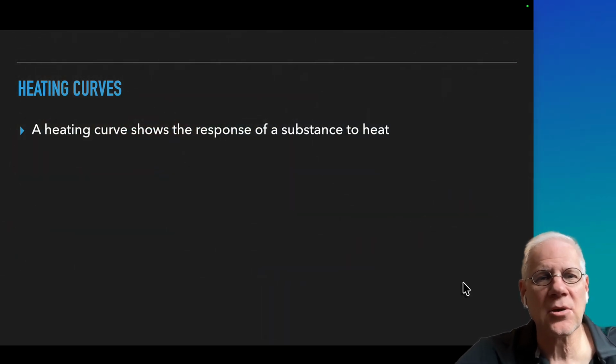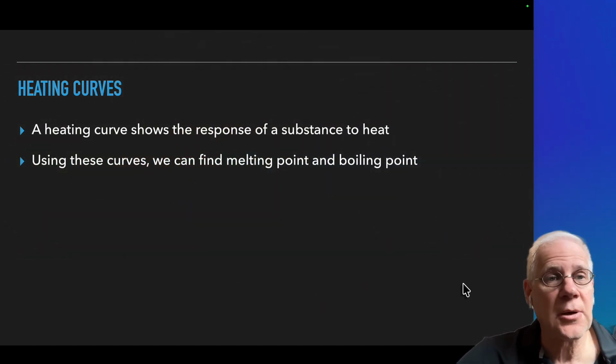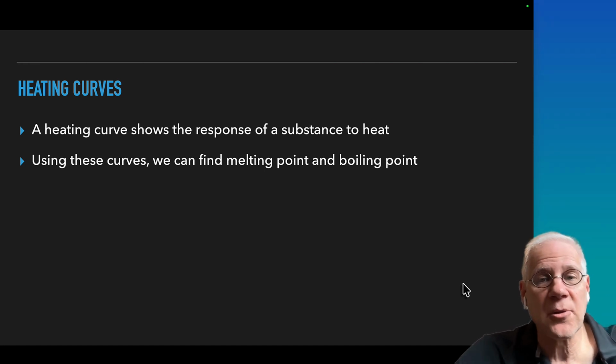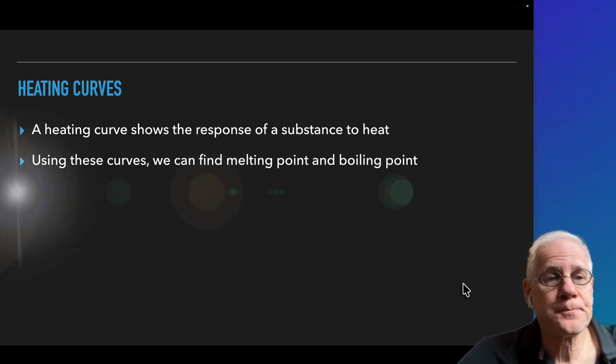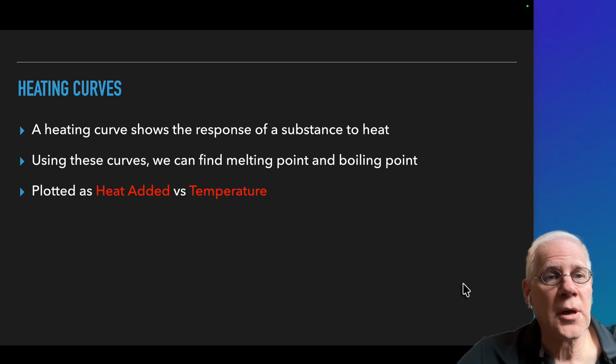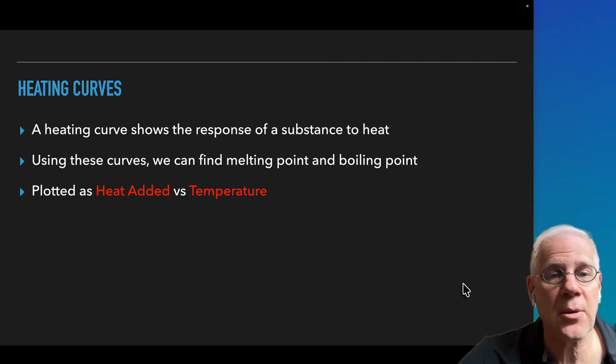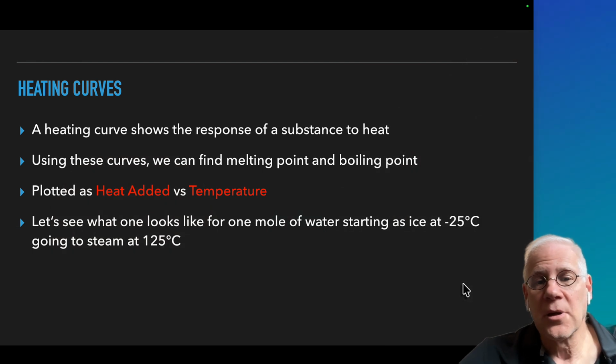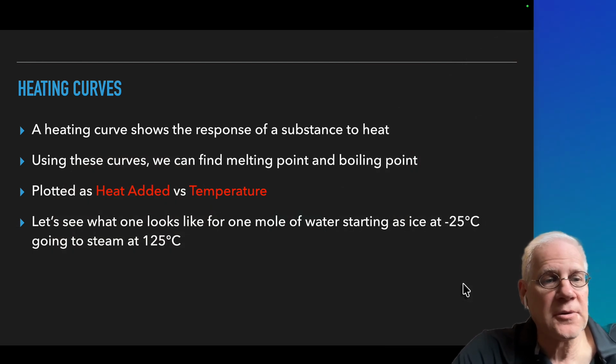So let's look at a heating curve and what it might look like going through some different phases. When we use these heating curves, we can actually find the melting point and the boiling point if we heat something up to that extent. We can do that for an unknown substance. What we do is plot the amount of heat added versus temperature, or you can plot it as time versus temperature. If you know how much heat is going in, then you can extract that out. But let's take a look at a curve on the next slide.